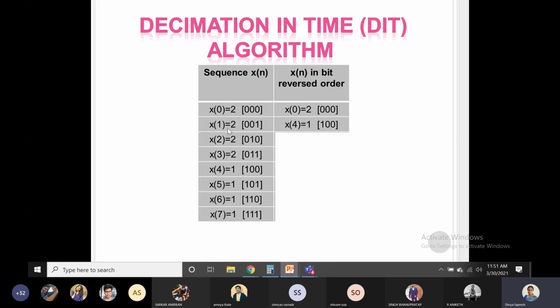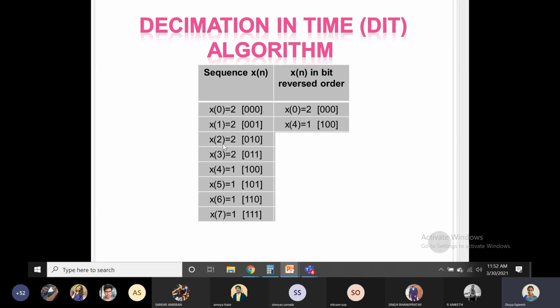What I did here, x of 1 is equal to 2 and I wrote its actual bit position, which is 001, because 1 is the position of this element. Now in the next column, I need to reverse the order of the bits, so it will change to 100. 100 is 4. So now I have to mention the element in the 4th position in this table. So x of 4 is already defined in the question as 1. So I wrote the x of 4 here.